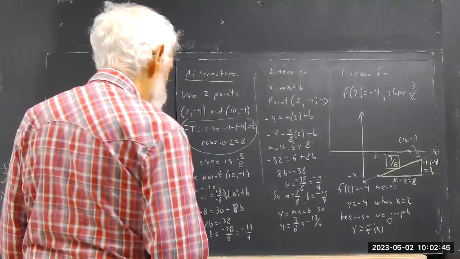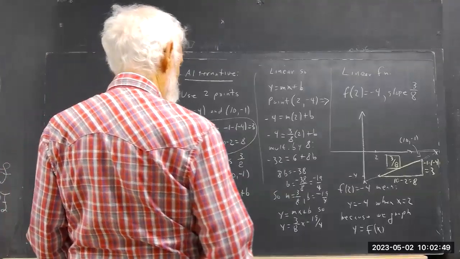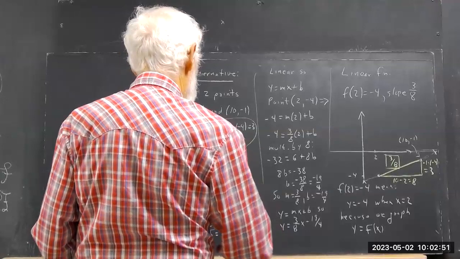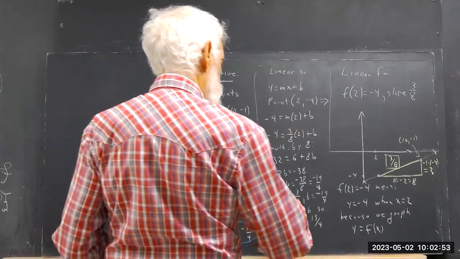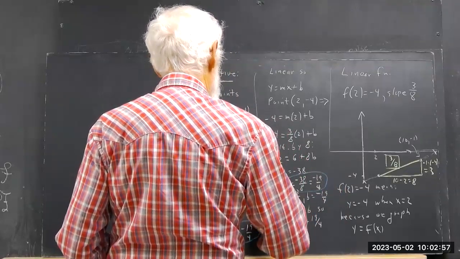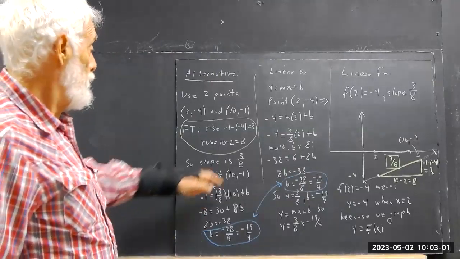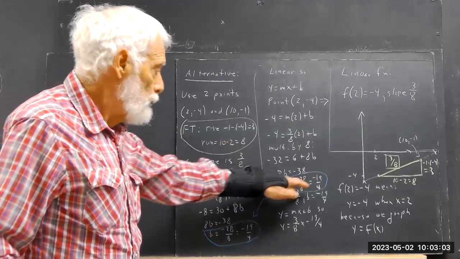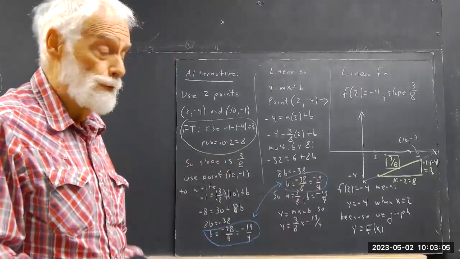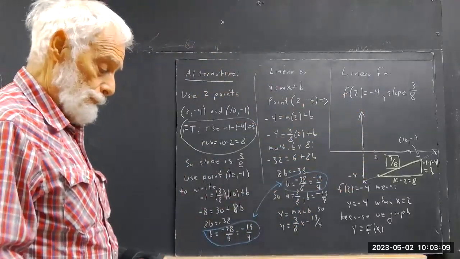And now we see this agrees with this. We get exactly the same thing. We have a slope of 3/8 and a y-intercept of -19/4. So if we had the 2 points, we would reason it out like so.